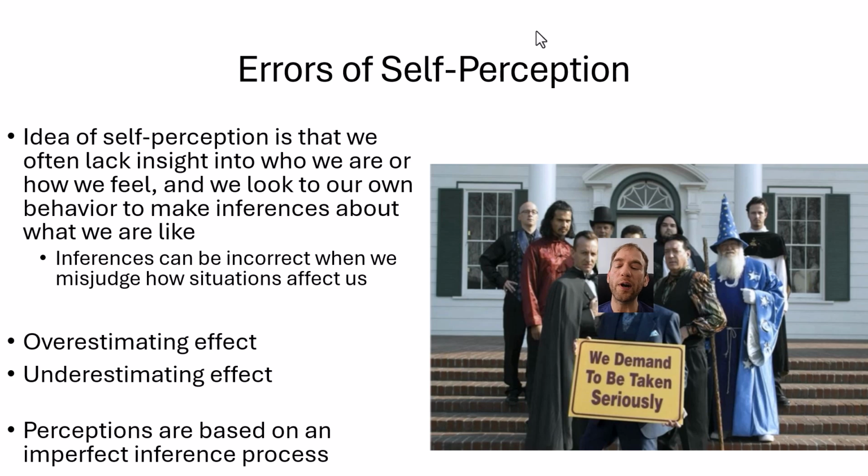So we may overestimate the impact of some situational factors, some environmental factors, and underestimate the effect of others. The point being that we all use inference, but it is not a perfect process. People in general are not great at understanding sources of their mood fluctuation, some research suggests.